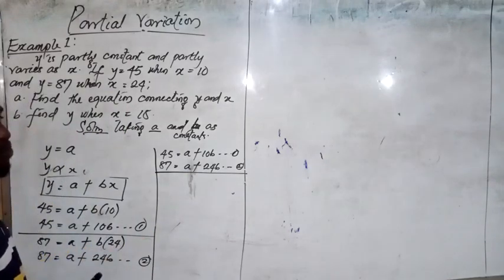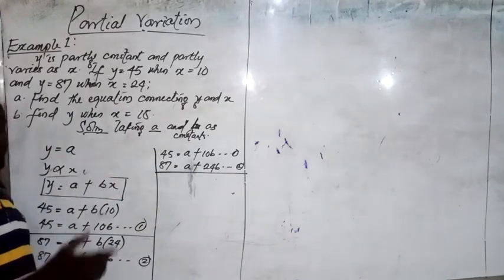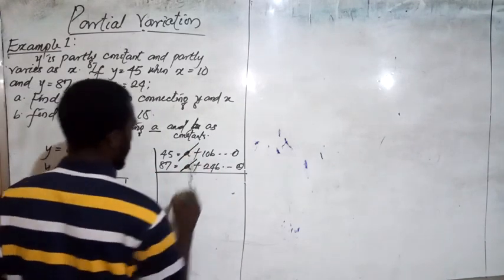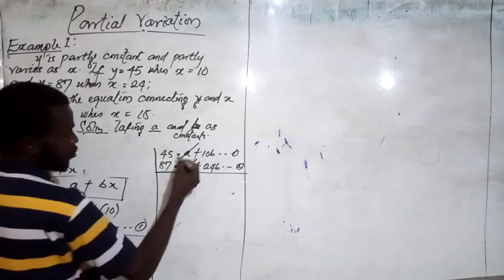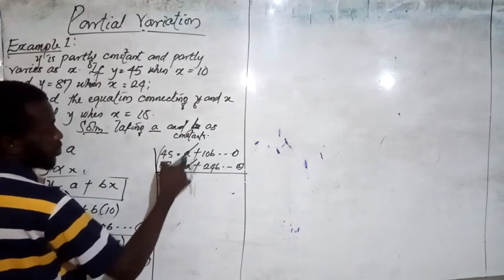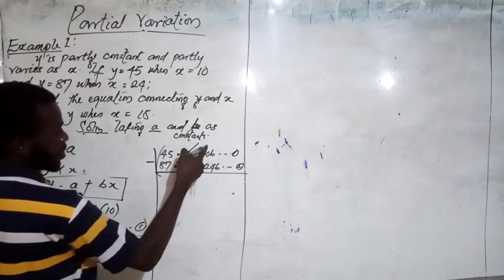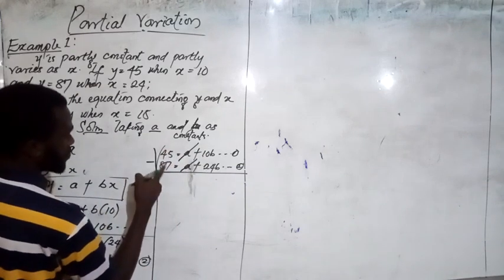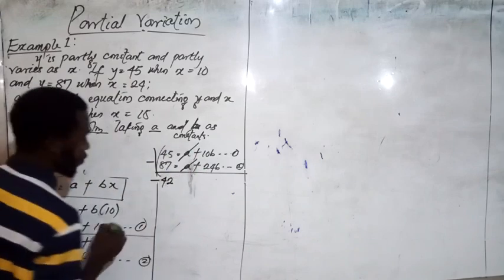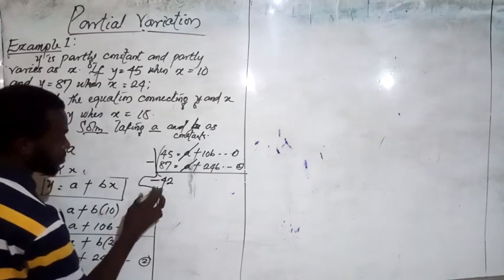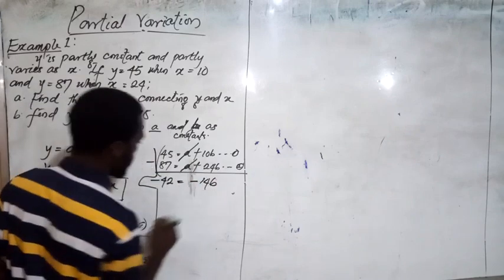Alright, we can use the simultaneous equation. There are two basic methods, and many other methods, of course, but we're going to be using the elimination method here since it's faster. If you have seen my series on simultaneous equations, you would understand what I'm doing here. Because they have the same sign, we're going to be using minus to eliminate. So I will subtract equation 2 from equation 1. We get 45 minus 87, which is minus 42, equal to 10b minus 24b, that is minus 14b.